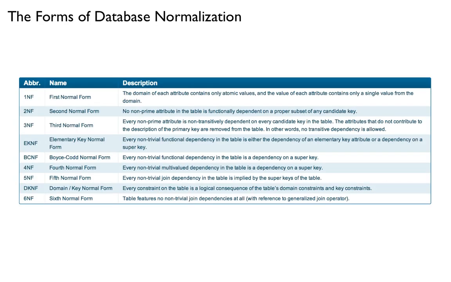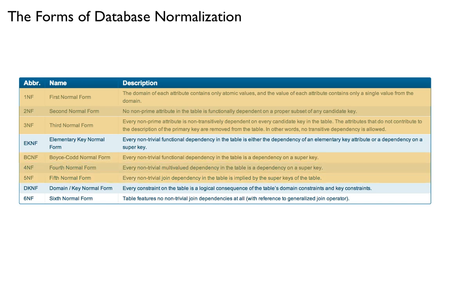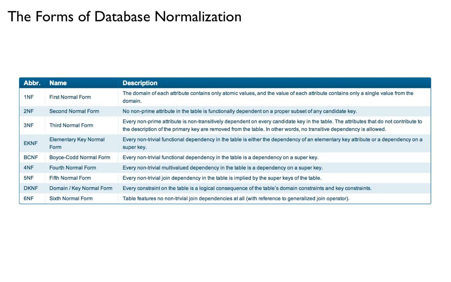So what are the forms of database normalization? It is widely accepted that there are 6 normal forms: the first, second, and third normal forms, followed by the Boyce-Codd normal form, and then the fourth and fifth normal forms. However, there are a total of 9 normal forms if we include the elementary key normal form, the domain key normal form, and the 6th normal form, all of which are generally associated with one of the other normal forms.